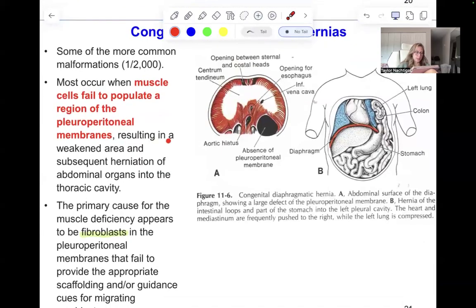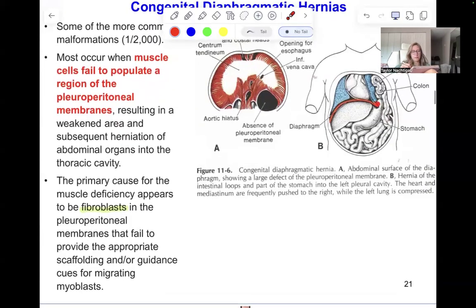Because they result in a weakening area and subsequent herniations of abdominal organs into the thoracic cavity. That's what this is showing here. Because the muscle failed to develop here, we have an incomplete closure of the thoracic cavity in the chest and the abdominal cavity below. And when you don't have that barrier, you're going to get all these organs shooting up into the chest, and they're putting pressure on the lungs and the heart. Not a good time for the baby.